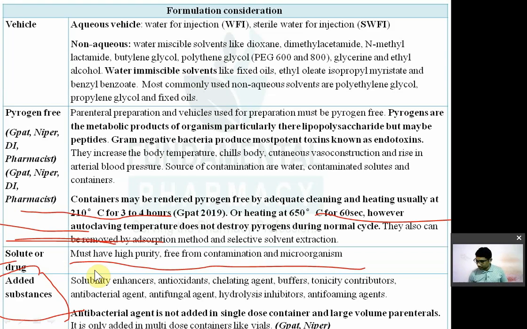Now in injection, along with your drug, along with your vehicle, you have different added substances or different excipients. Okay, so solubility enhancer to increase the solubility of poorly soluble drug, by using co-solvent and all that. Then antioxidant to prevent the degradation of your drug. Then chelating agent. Then buffers to adjust the pH of your injection. Then tonicity contributor means to make your injection isotonic. Sometimes antibacterial agent or antifungal agent, which means preservative.